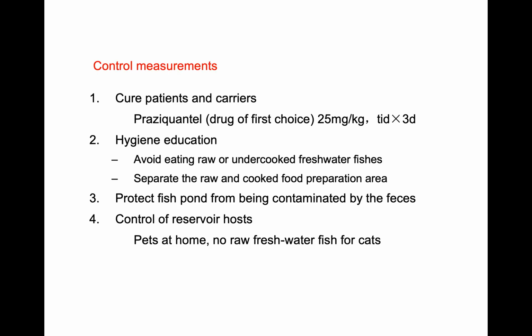Some of the control measurement. So it's better to cure the patient and carriers, and the drug of first choice is the Praziquantel, and hygiene education. So avoid eating raw or uncooked freshwater fish, and when you are cooking, you want to separate the raw and cooked food preparation area. Also, we can protect the fish pond from being contaminated by the feces, and also control of the reservoir host. So pets at home, don't give them raw freshwater fish.